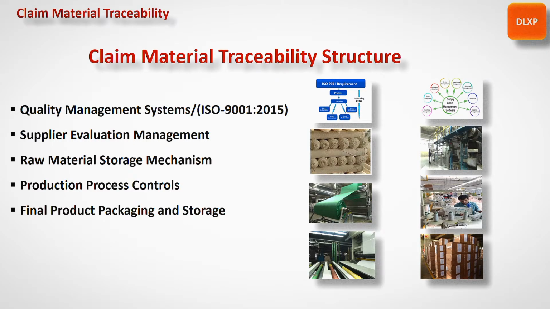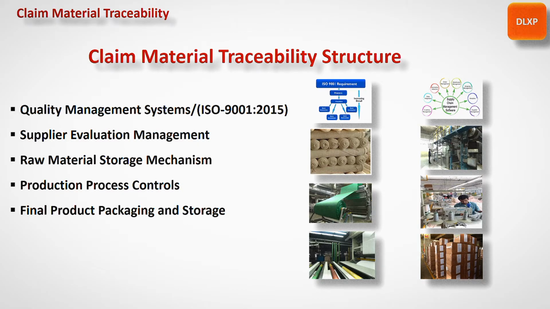First of all, the QMS system. If you are not certified for ISO 9001, it doesn't mean that you should have it, but you should have a quality management system in your factory. The second thing is the supplier evaluation management system, where each supplier should be evaluated for the claim material assessment. Third is the raw material storage mechanism: how you store your raw material in terms of bales, yarn bags, fabric, batches, and finished cartons. Fourth is the production process control, how you control your processes. The fifth one is the final product packaging and storage.